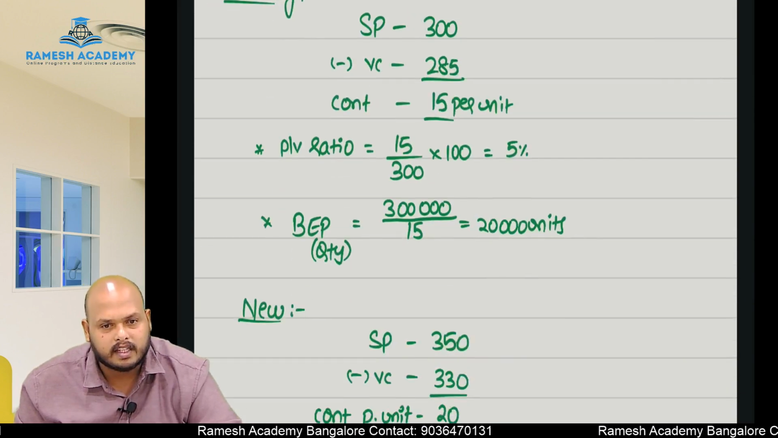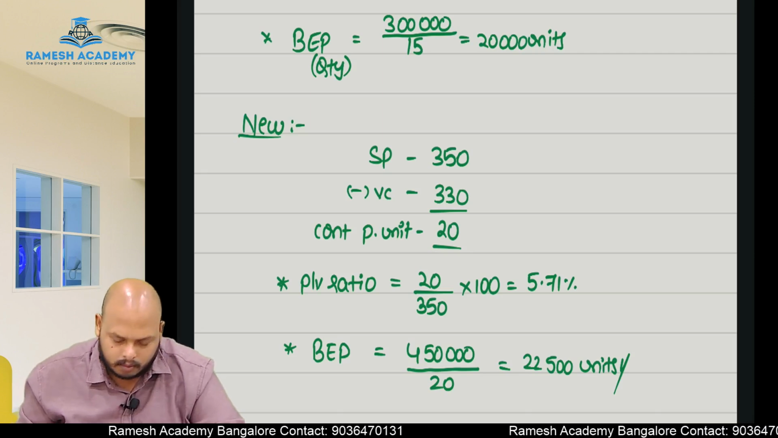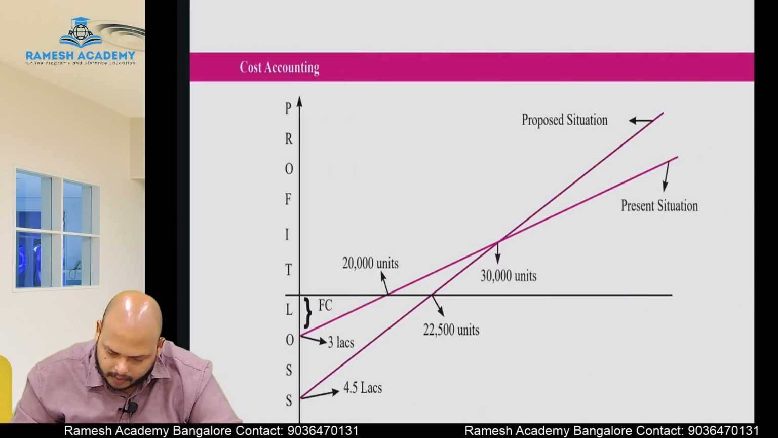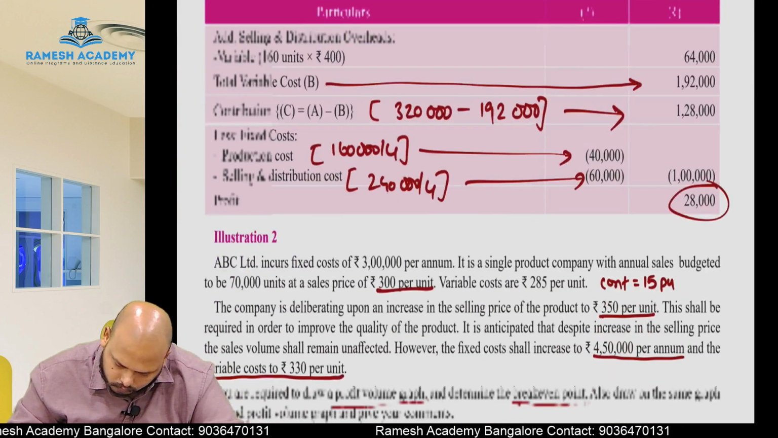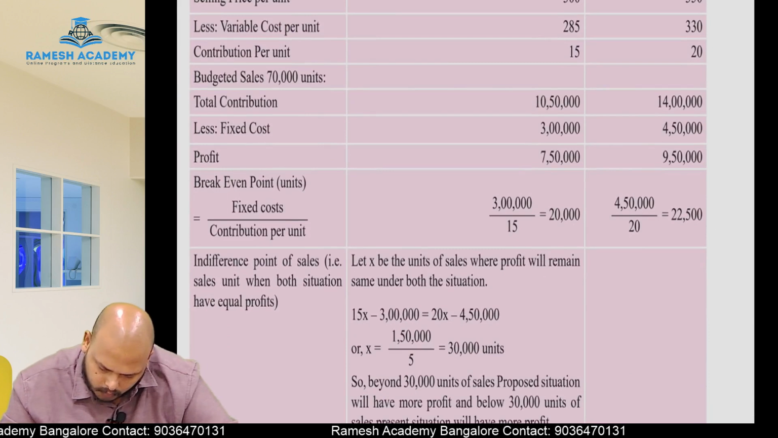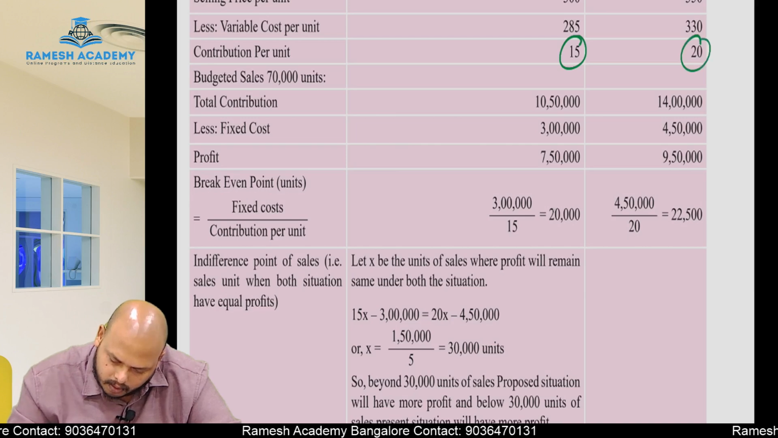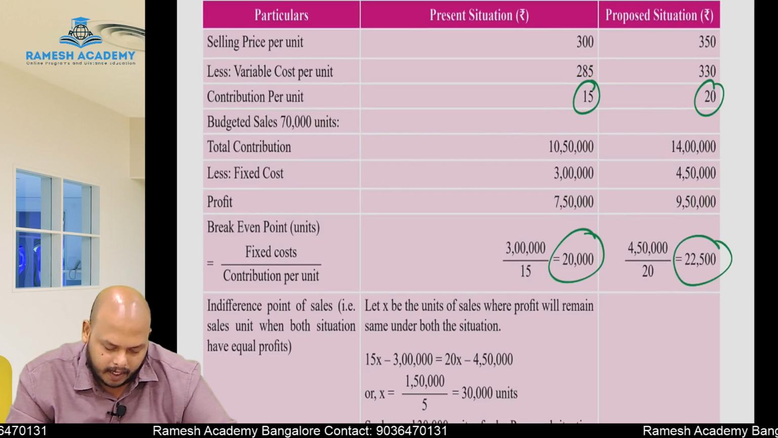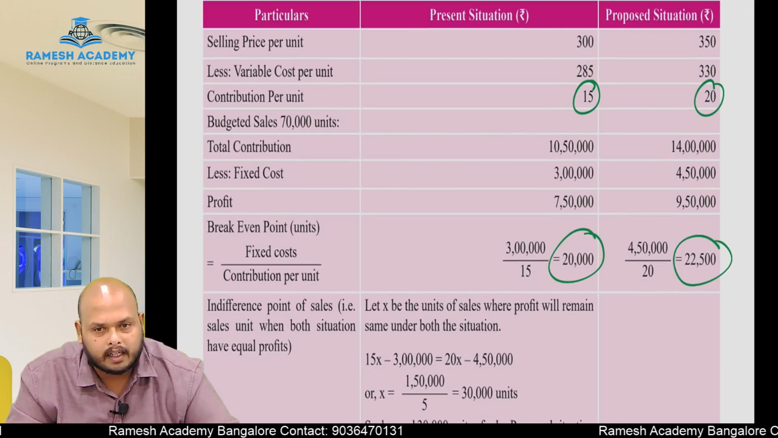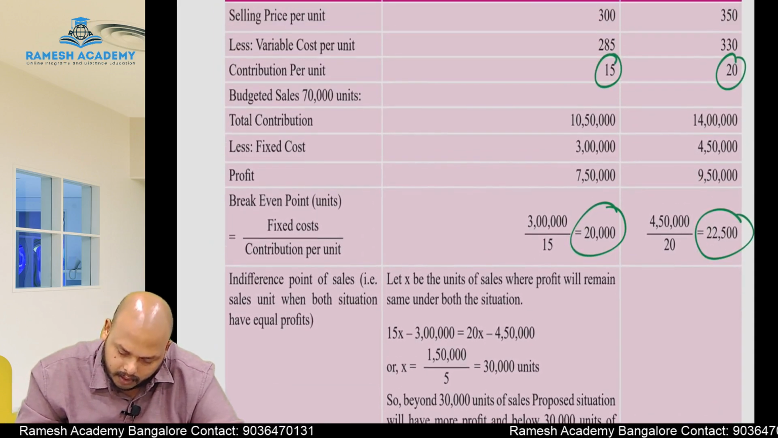So PV ratio is 5.71%. So this is the existing and this is the new one. Okay? So let's check in the answer. The graph and all it is not required. See here, contribution per unit is 15, here it is 20. Break even point is 20,000, here 22,500. He did not even calculate the PV ratio, but we calculated PV ratio also in the given question.